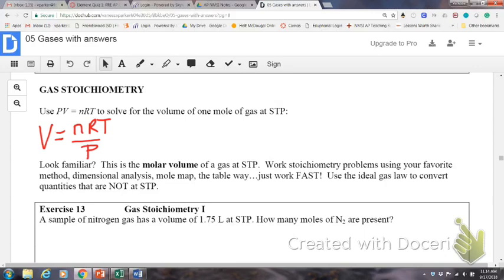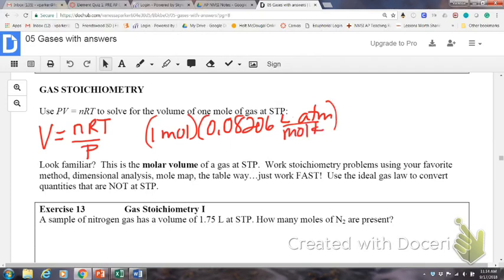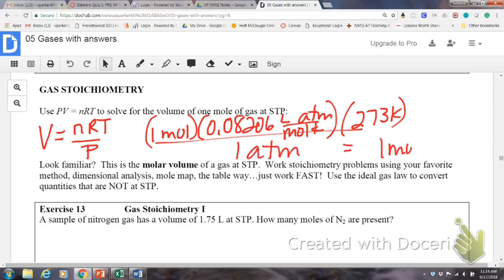So 1 mole, and then 0.08206 liters atmosphere per mole K, and 273 K. Remember, standard temperature and pressure is 0 degrees Celsius or 273 K and 1 atmosphere. And we get that 1 mole is equal to 22.4 liters at STP. So that's where that number comes from.